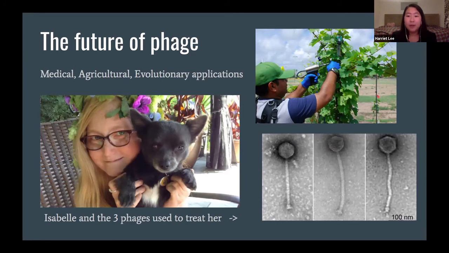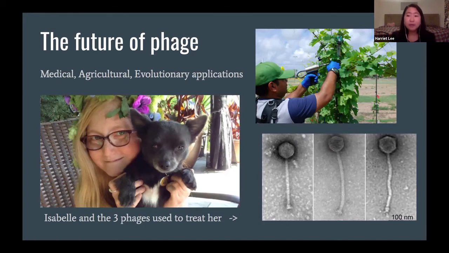On the top right, you can see an image of someone treating a grapevine with a phage cocktail. Bacteria caused devastating disease in the grapes and several other plants. However, people were able to find phages that targeted those specific pathogens and were able to save the wine grapes.